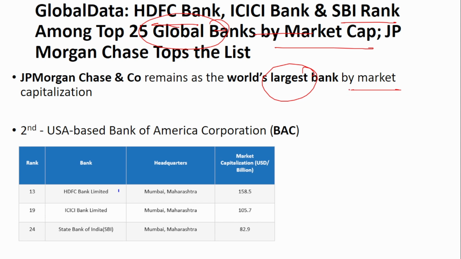This is arranged in market capitalization order. The first is JP Morgan Chase and Co. Next is the USA-based Bank of America Corporation. And the 3 banks listed in the top 25 from India are HDFC, ICICI and SBI. The ranks are 13, 19 and 24.